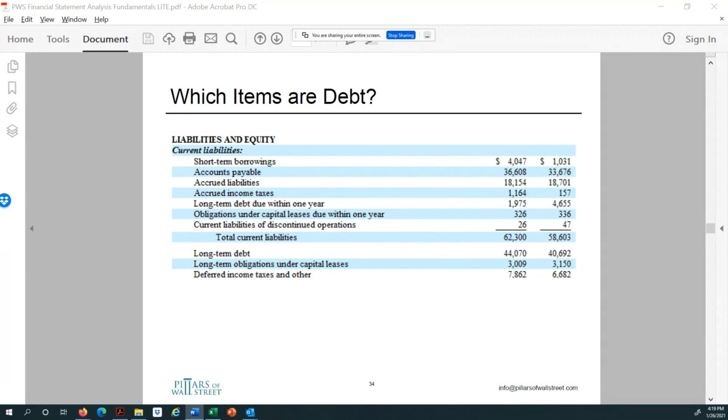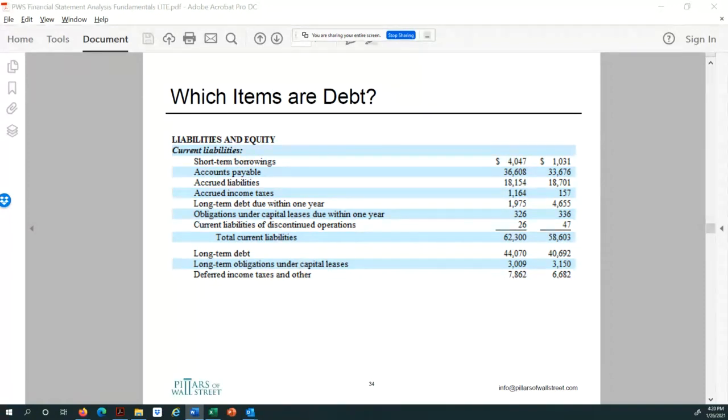So if someone asks, hey, what's the debt on this page? Boom, there we go. All 5 items are debt. They are all interest bearing. Any questions on this? So make sure you can identify what's interest bearing. If you have to pay interest on it, that's known as debt. It's very important to be able to quickly identify what constitutes debt on a balance sheet. Any questions here?